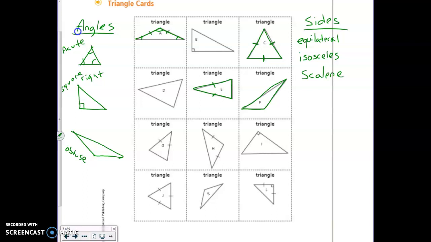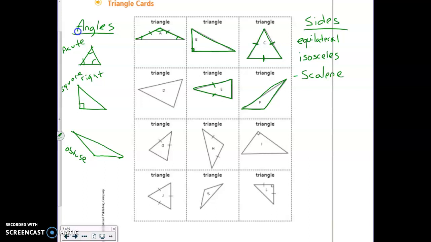As we look at triangle B, again, there doesn't appear to be any marks on any of these sides, so I can automatically jump down to that being a scalene triangle based on its sides. But I can see a little square placed in the corner indicating that that corner is a right angle. And so now I know that triangle B should be a right scalene triangle, or scalene right. Again, I'm not sure that there's any preference in which one comes first.